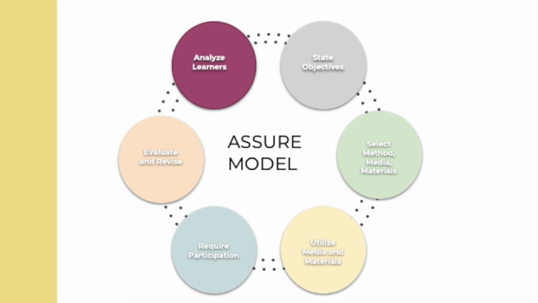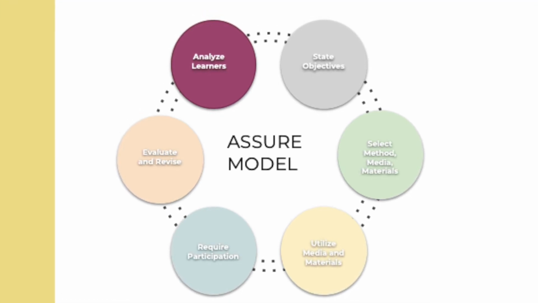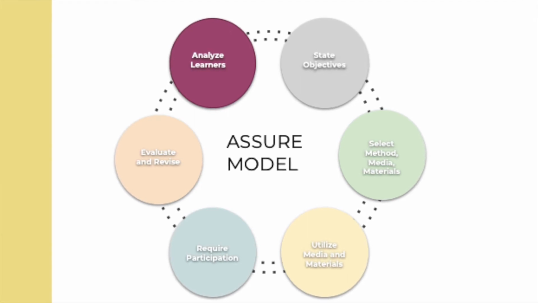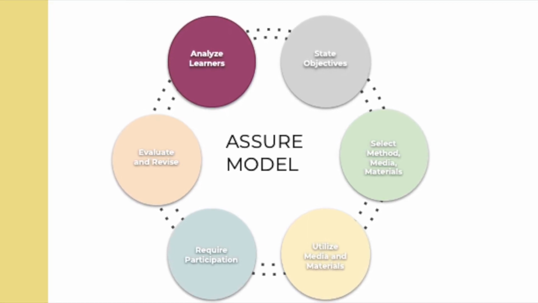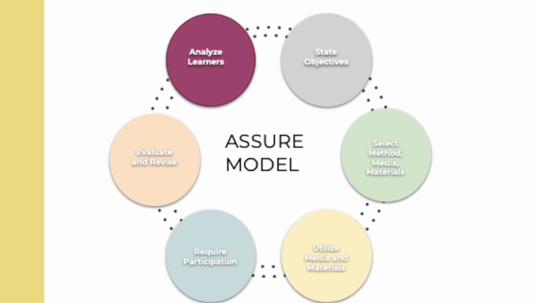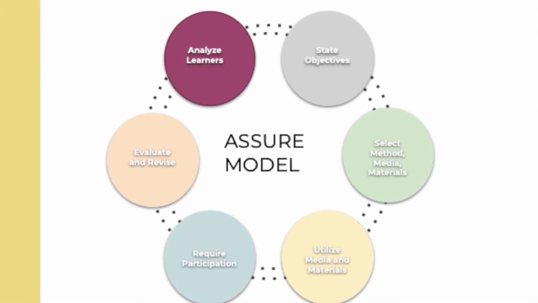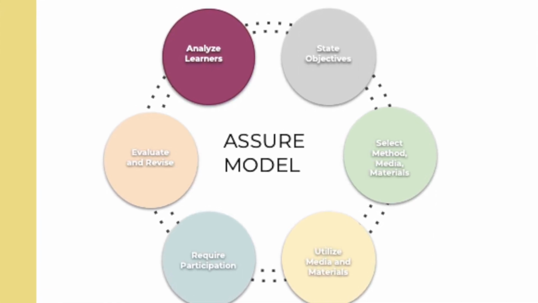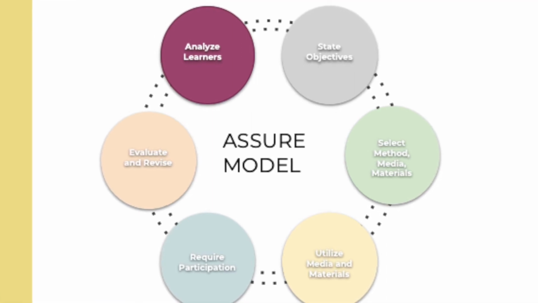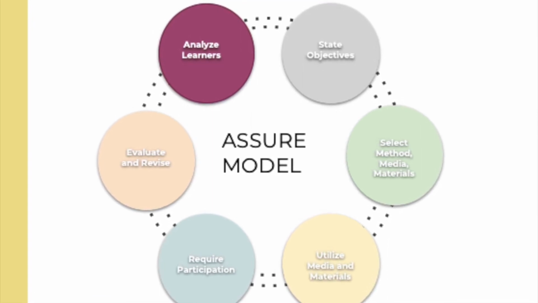The first step of the Assure model is the step of analyzing your learners. This is the process of defining what is to be learned. Here you would do a needs assessment, problem identification, a task analysis, learner profile, description of constraints, needs, and a problem statement.